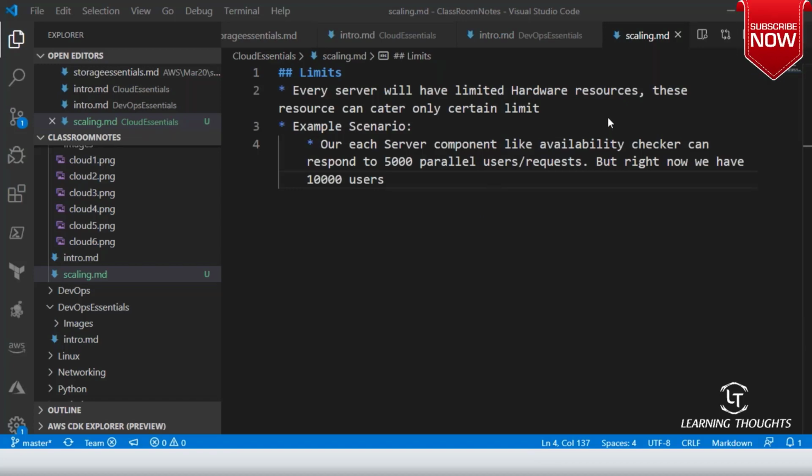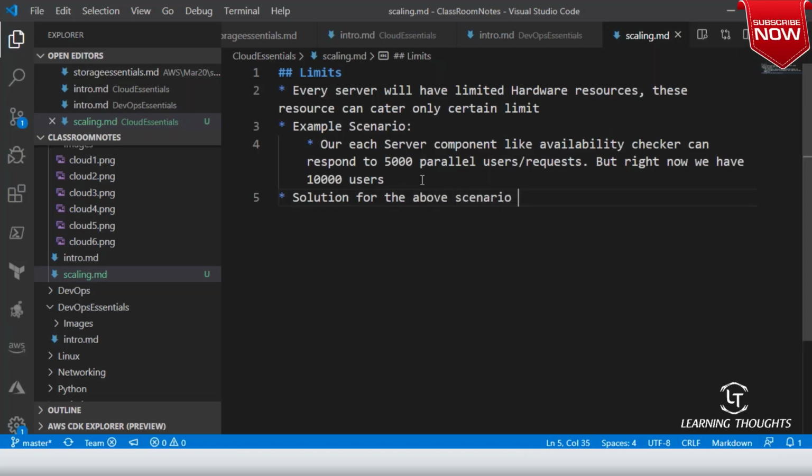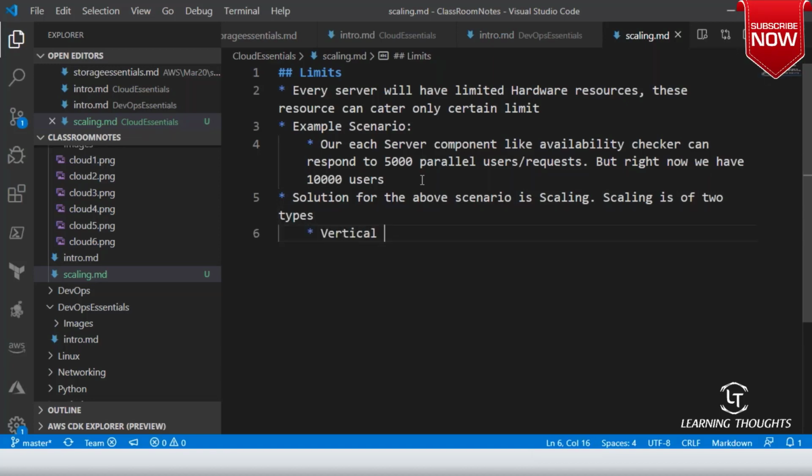So exactly in these cases, there is a concept. The solution for the above scenario is scaling. Scaling is increasing. Scaling is of two types. One is called vertical scaling. The other one is called horizontal scaling. One is vertical scaling. The other one is horizontal scaling.